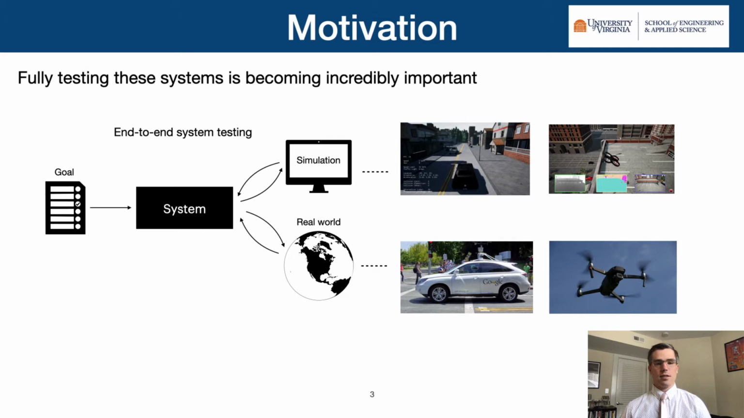One way to test these systems is by using end-to-end system testing, in which the system is given a goal, generally some trajectory. The trajectory is then executed in simulation of the real world. The big question becomes how to generate these goal trajectories.